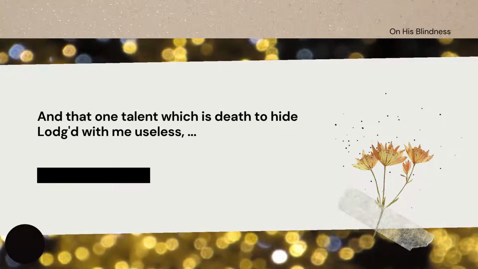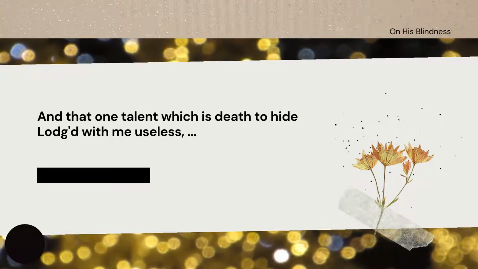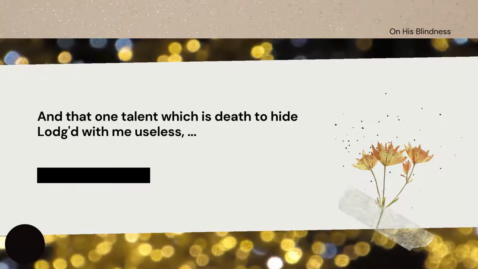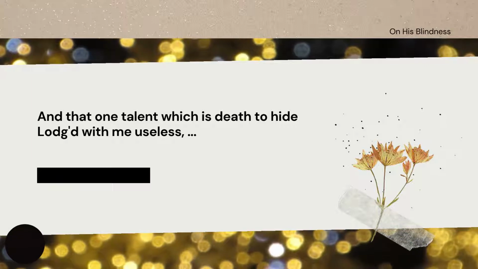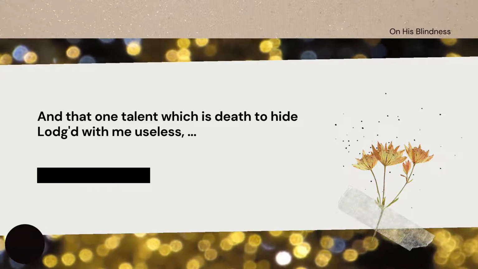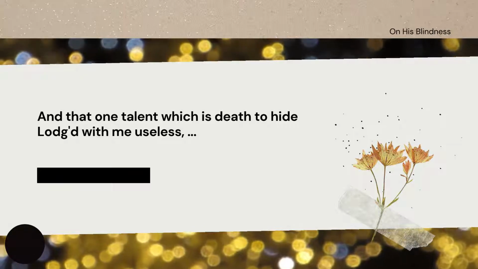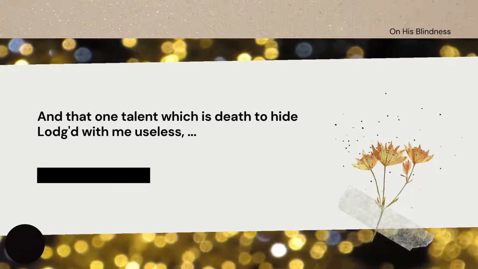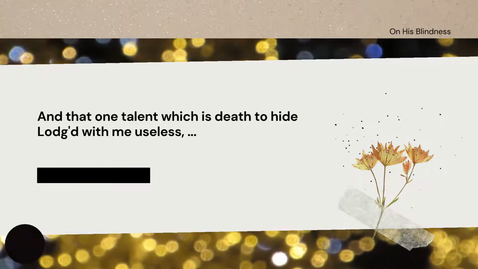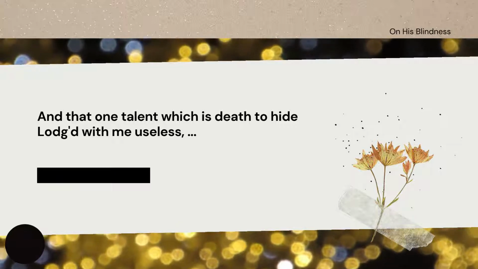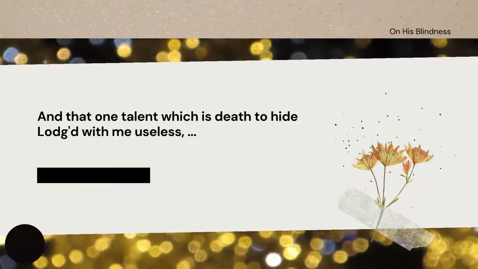As a biblical scholar, Milton was familiar with the text of the Bible and chose to refer to a short story, the parable of talents from Matthew chapter 25. So in this story, a master gives his three servants three bags of talents, that is money, and leaves for his trip. Two of the servants use this money and earn more, but the third one just buries the money and does nothing.